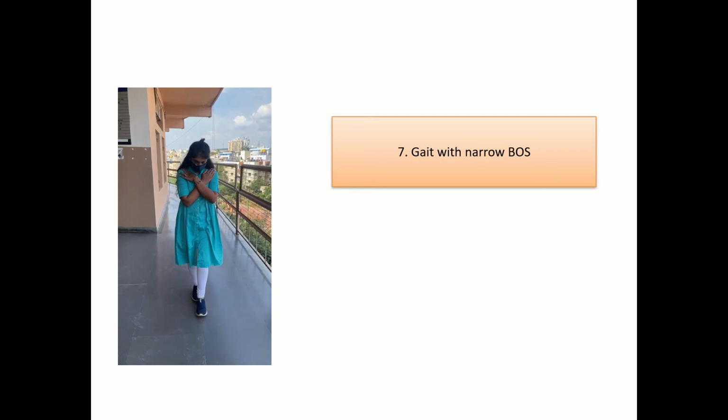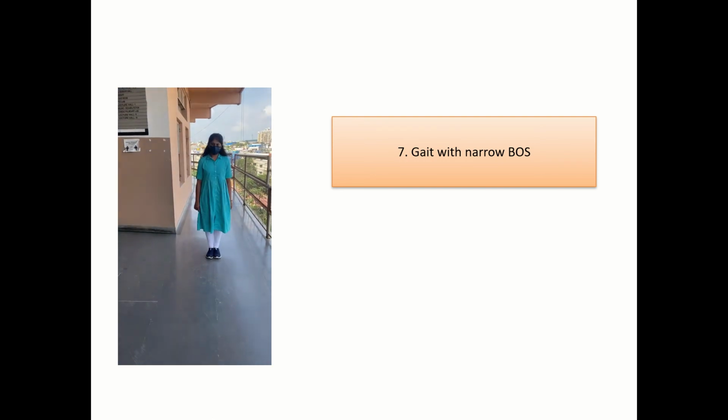So while doing this, observe her head position. She is bending down, which she shouldn't. She should be looking in front, and check whether the tandem gait is proper, and whether she is opening up the hand cross.